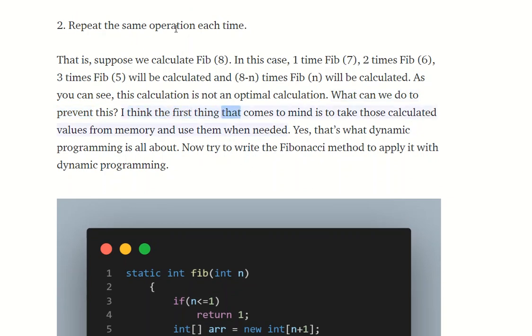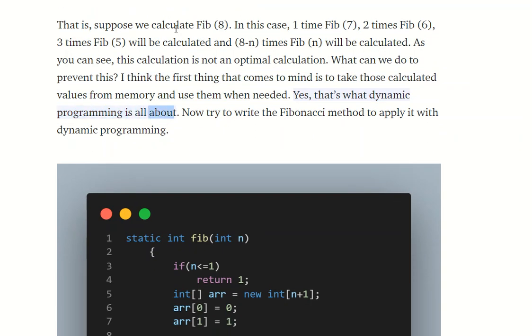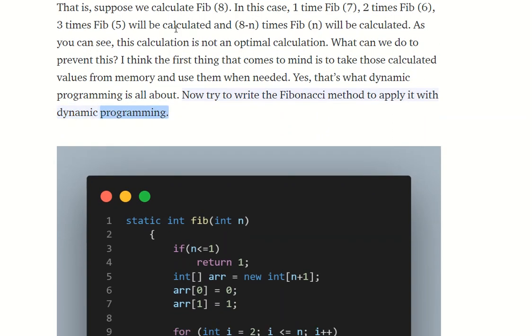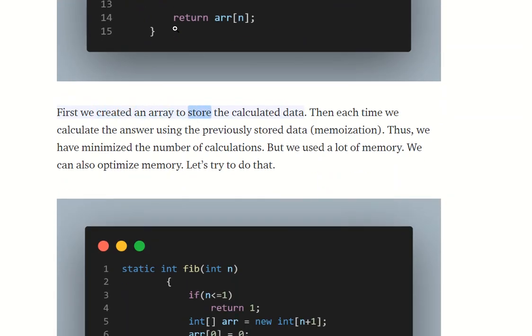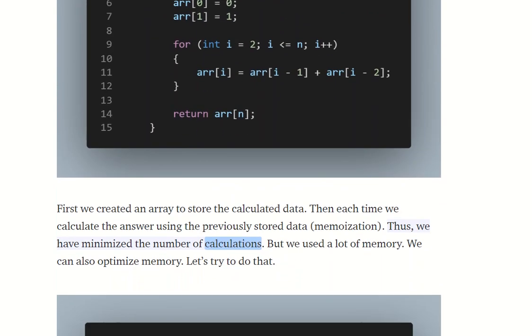I think the first thing that comes to mind is to take those calculated values from memory and use them when needed. Yes, that's what dynamic programming is all about. Now try to write the Fibonacci method to apply it with dynamic programming. First, we created an array to store the calculated data. Then each time we calculate the answer using the previously stored data, memoization. Thus, we have minimized the number of calculations.